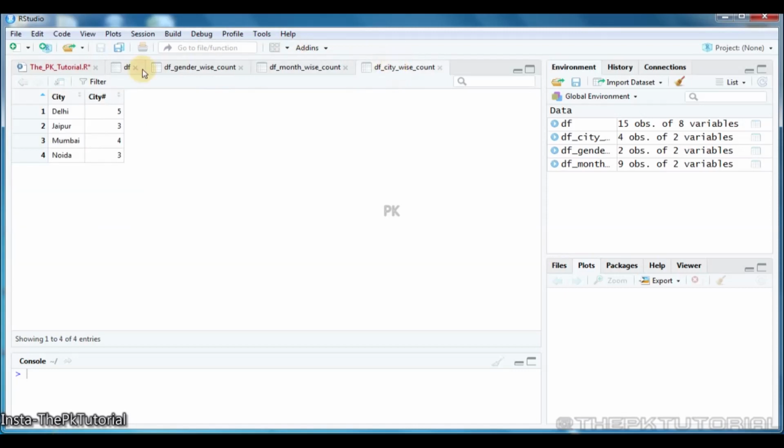This is our city-wise count. Here is Delhi 5, Jaipur 3, Mumbai 4 and Noida 3. This is our city and this is our count of city.